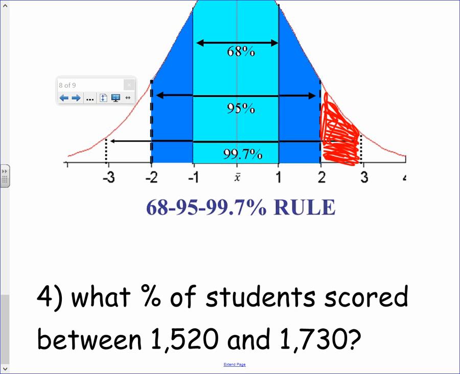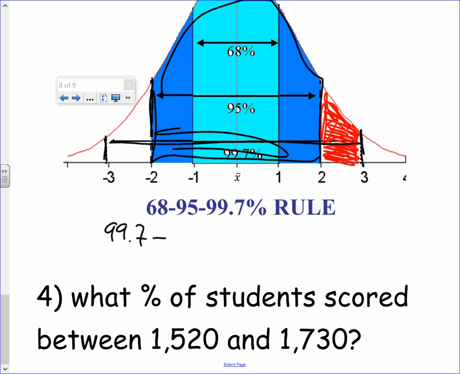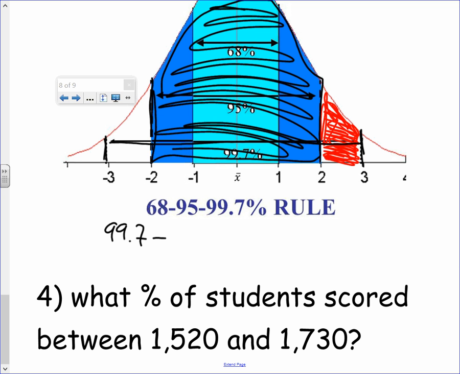Red, 99.7. Right, so from the third standard deviation below to the third above is 99.7% of the data. And what do you subtract from that? Right, so all this data in black is 95, so you subtract 95 from it. We're going to get what's left over that's in red. The red area, which is going to be 4.7%.